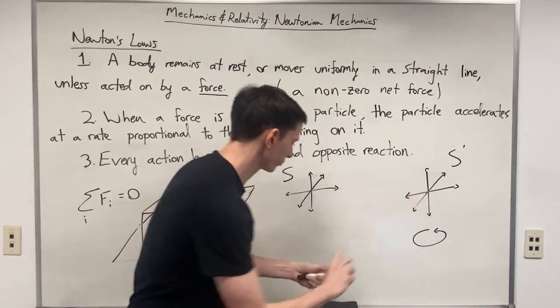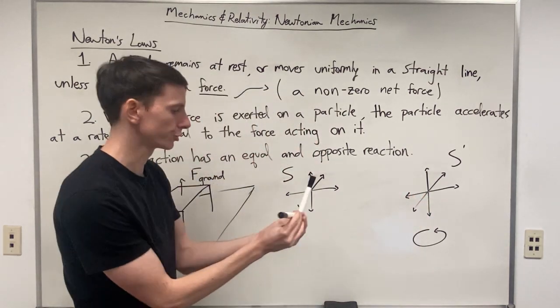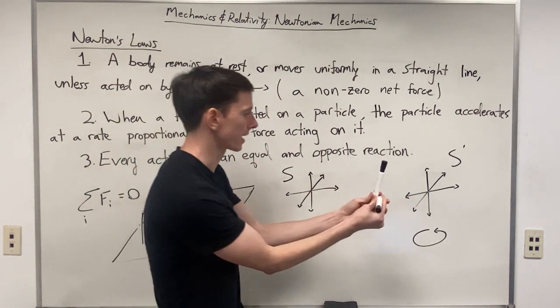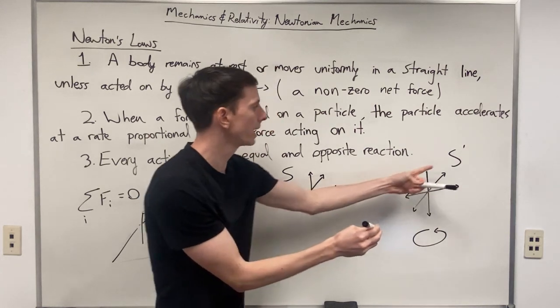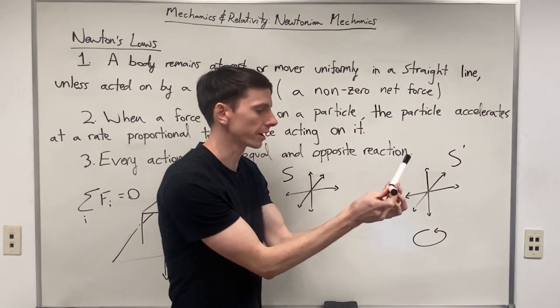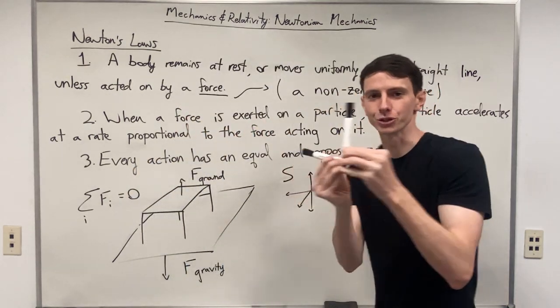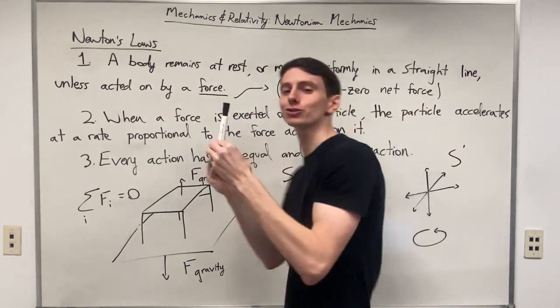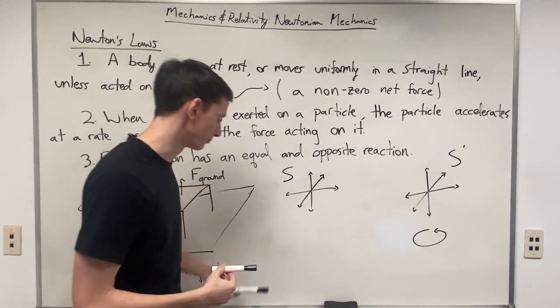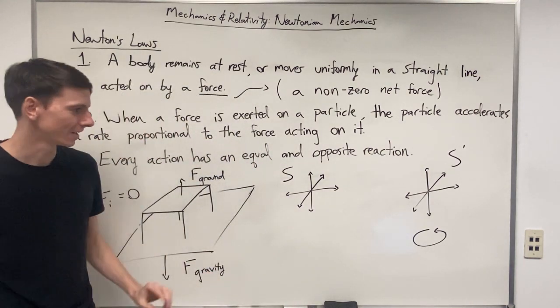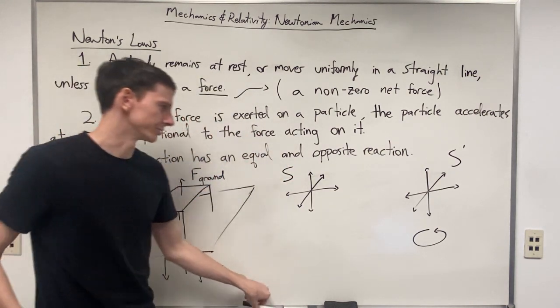So you can hopefully imagine, I'm going to do my best. I have 2 of the 3 axes right here. And as time progresses in this frame S prime, I guess it's doing this, right? It is rotating consistently in space. All right, so hopefully we can imagine that.